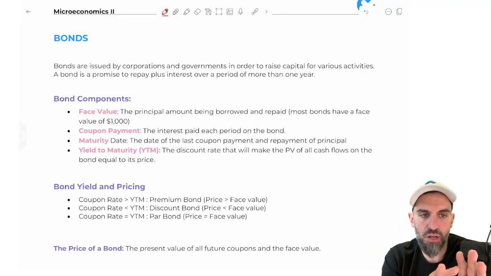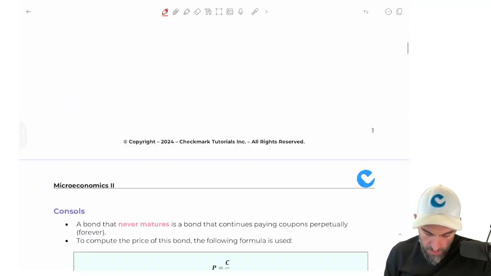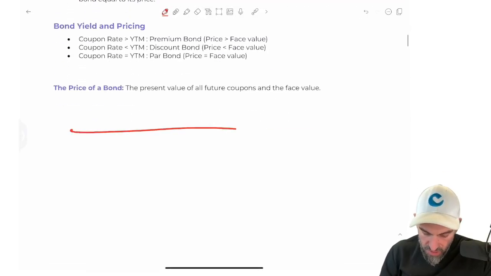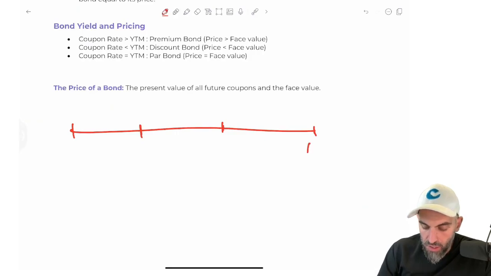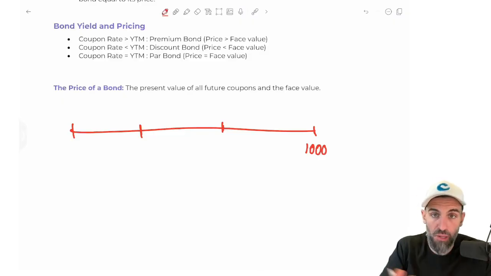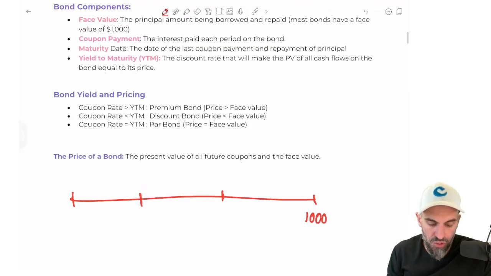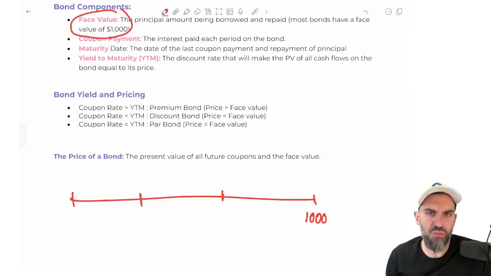But let me just explain to you how a bond works. A bond has a face value. So when you look at, let's say a timeline, and let's say this is a 3-year bond. The face value is the amount that you will receive at the end. If you invest in a bond, if you save your money by putting it into a bond, the face value is the amount that you will receive at the end. It's typically 1,000. It could be anything.